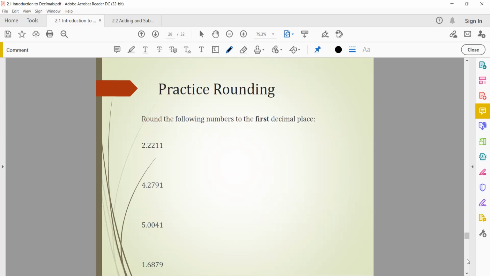Okay, so there's a bunch of examples. We'll do one page of these and then we'll leave the rest for practice. Here's a couple. Round the following numbers to the second decimal place. Why doesn't everyone answer in the chat? So what would we do for this one? What would be our answer?